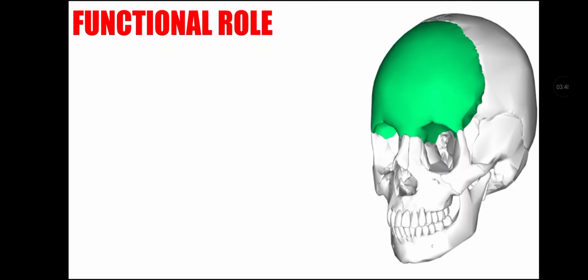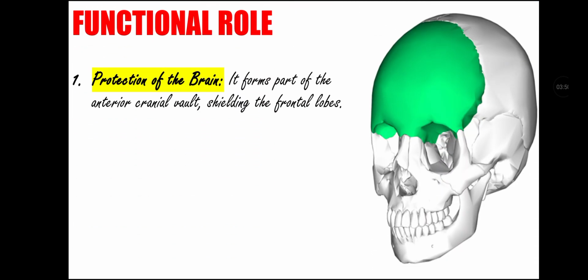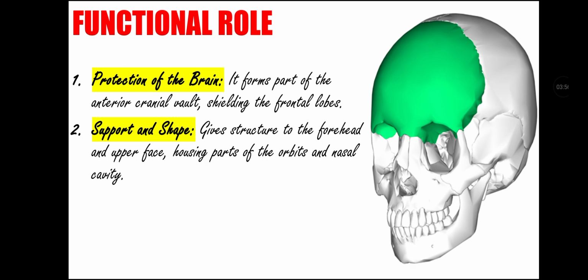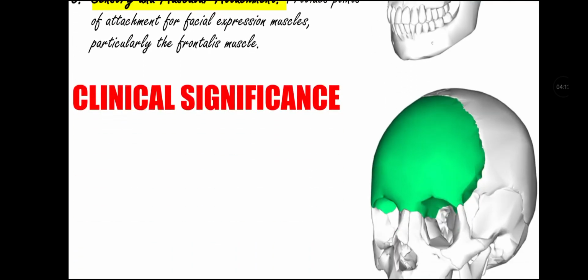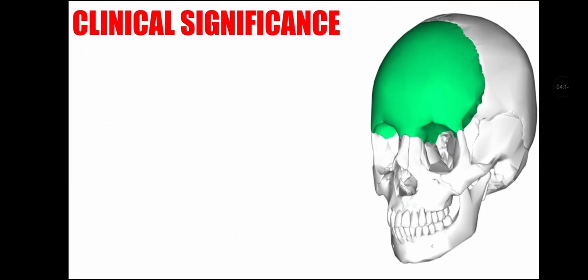Now let's talk about functional role of frontal bone. First is protection of brain, as it forms part of anterior cranial wall shielding the frontal lobe. Second functional role is support and shape, as it gives structure to the forehead and upper face, housing parts of orbits and nasal cavity. Third functional role is sensory and muscular attachment, as the frontal bone provides points of attachment for facial expression muscles, particularly frontalis muscles. Now let's talk about clinical significance of frontal bone.